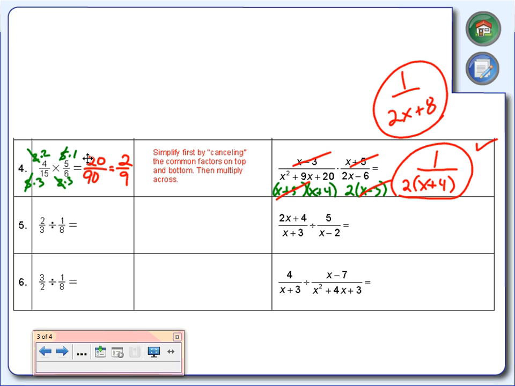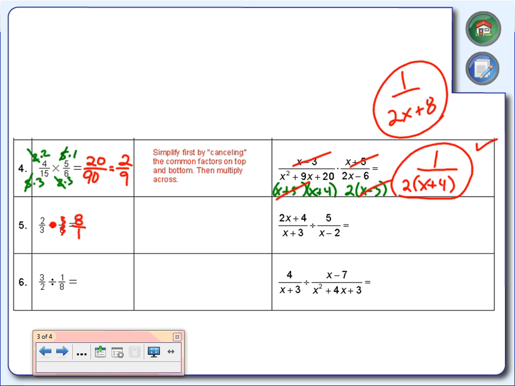Okay, here's the deal, guys. Division. What we do with division is actually we change it to multiplication. So anytime we see a division, all we're going to do is change it to multiplication. However, if you change it to multiplication, you have to do something with our second fraction. What do you have to do? Flip it. We call that reciprocal. Okay, so we're going to have to multiply by the reciprocal. In other words, flip it upside down.